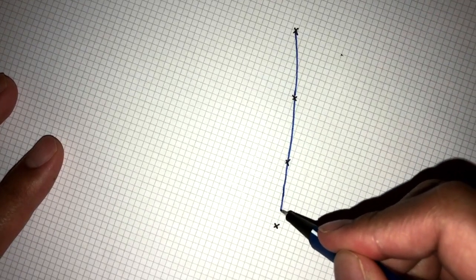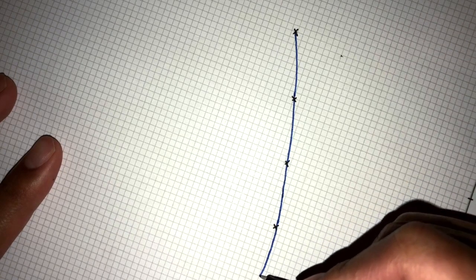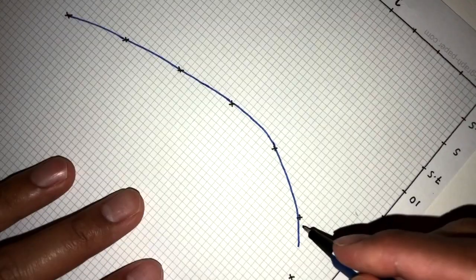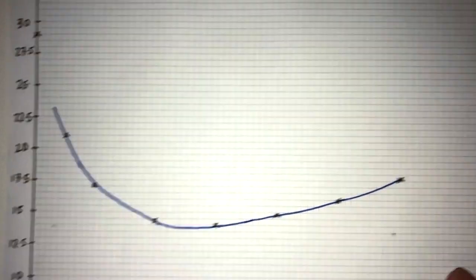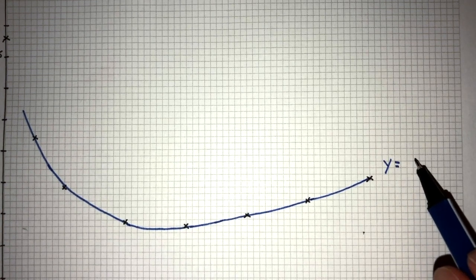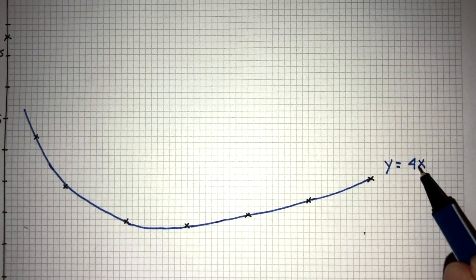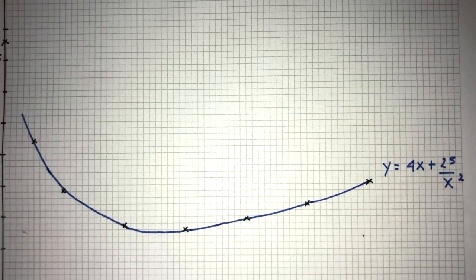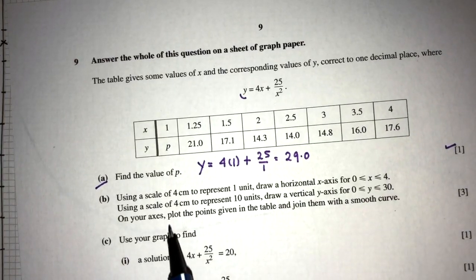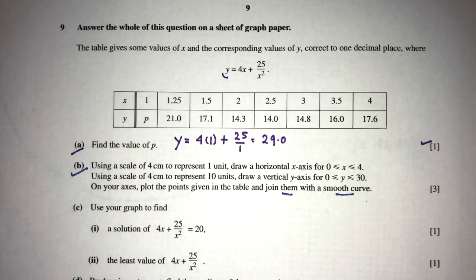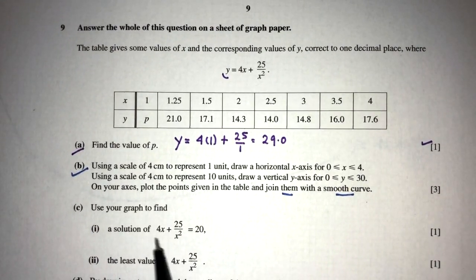So always use a pencil, obviously, to draw your graph, not pen. Okay, somewhere like this. And finally, these 2 points remaining, and we'll have my answer. So that will be my graph of y. Of course, label the graph all the time. So that'll be y equal to 4x plus 25 over x squared. That will be my answer for part B: plot the points and join them with a smooth curve. Done.